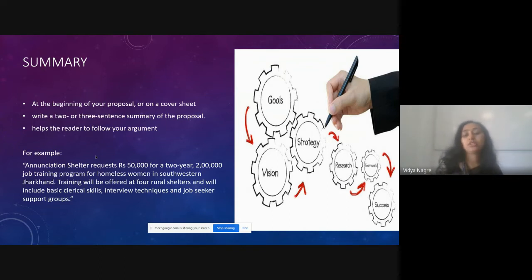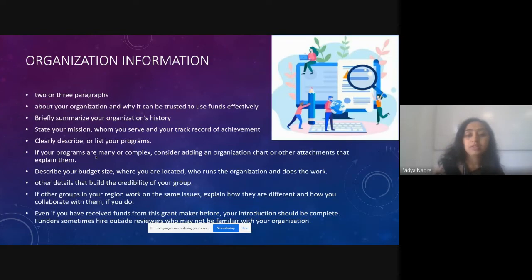But it is not that easy to just go and offer these solutions. It needs some funding, and for that you are applying for the aid fund. So organization information will be the secondary point that you will include in your research proposal for funding.